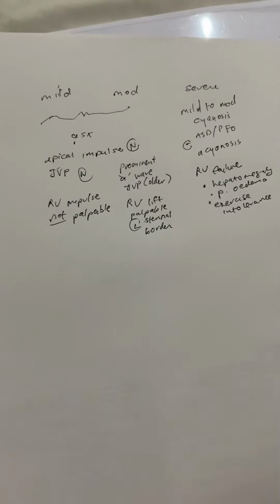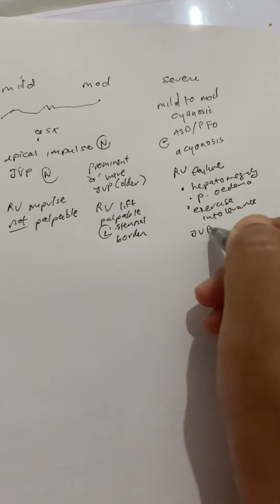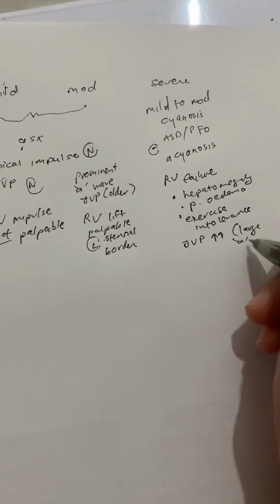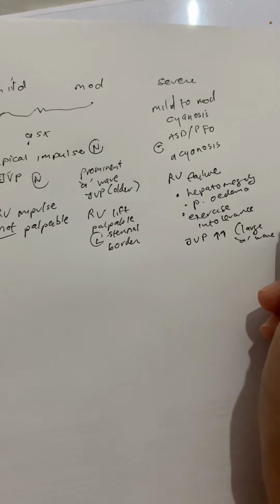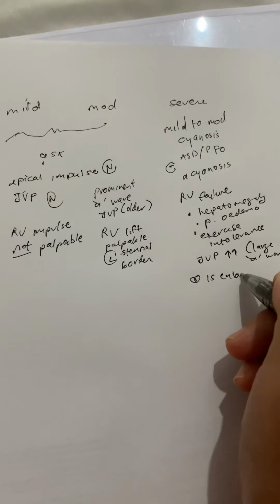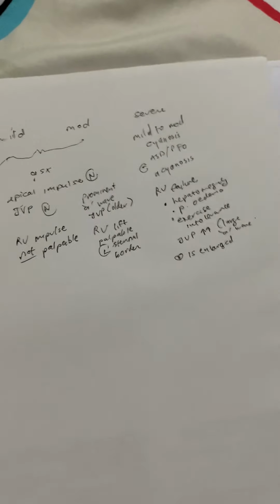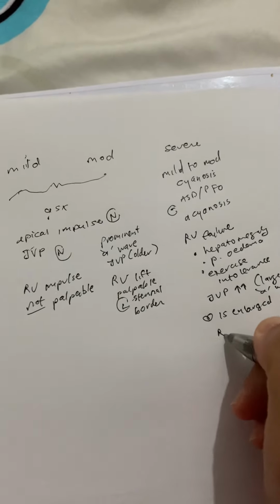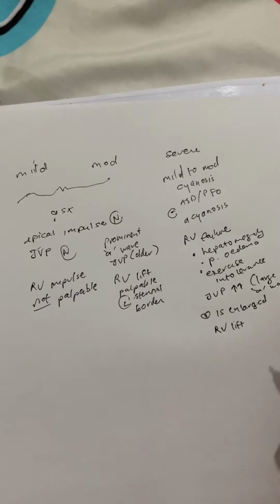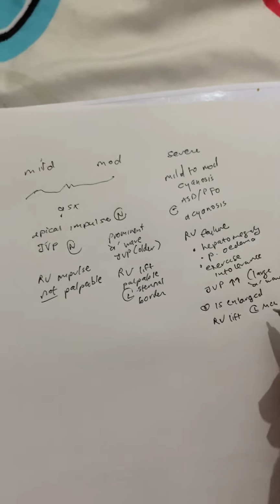Okay, and the JVP will be raised, with a large A wave, and the heart is enlarged. So you can feel the right ventricular lift extending to the left mid clavicular line.